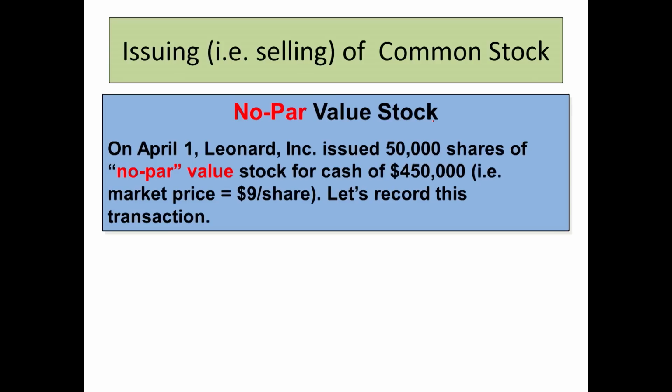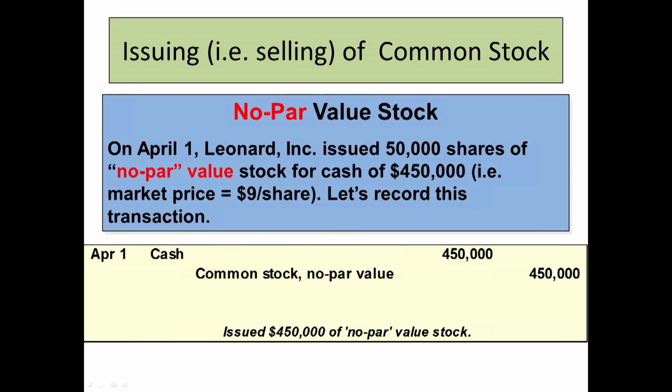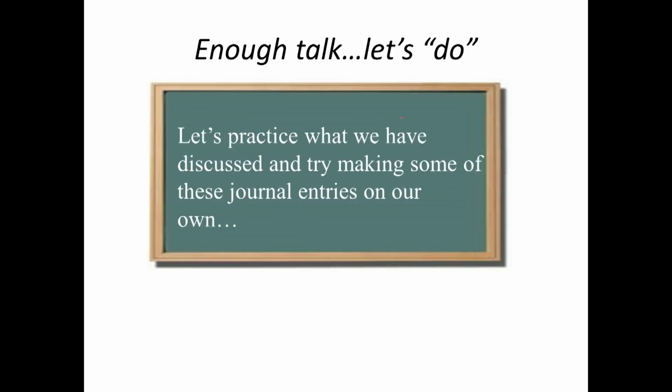Cool? All right, we're almost done, but lastly, let's talk about no par value stock. No par value is stock that does not have a par value attached to it. Okay? For example, on April 1st, Leonard issued 50,000 shares of no par stock for cash of $450,000. In other words, the market price was $9 per share. How do we record that? We just debit cash for $450,000, credit common stock, no par value for $450,000. You with me? It's just that easy because this is no par value stock.